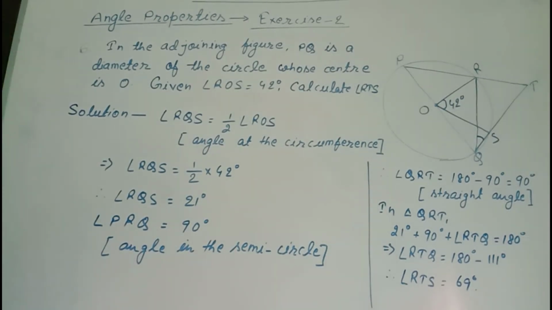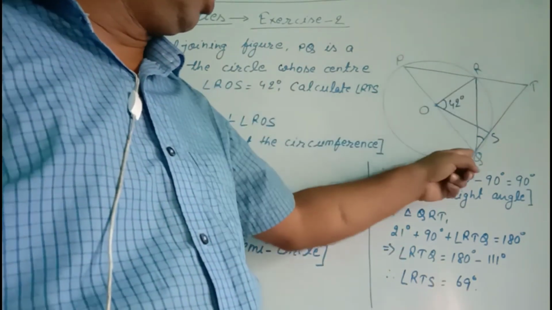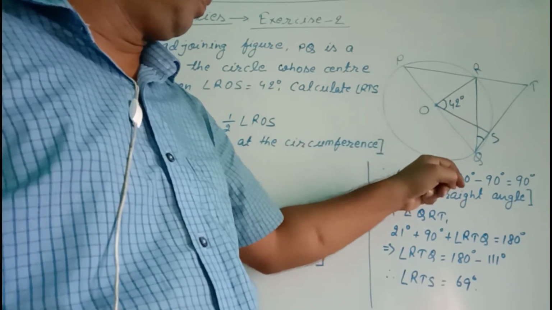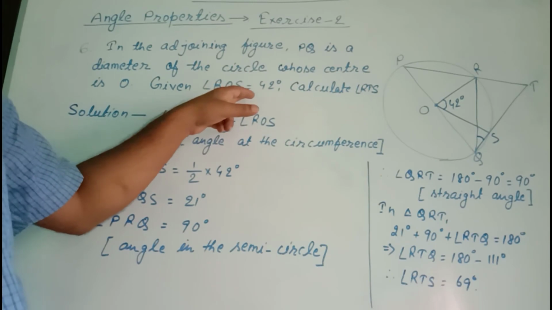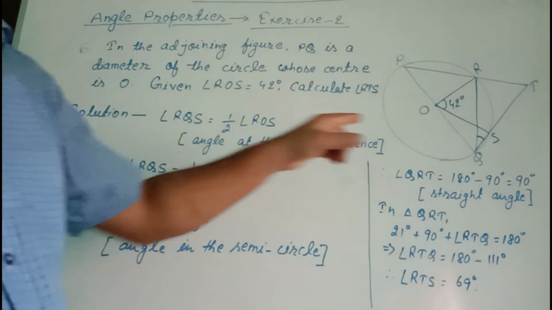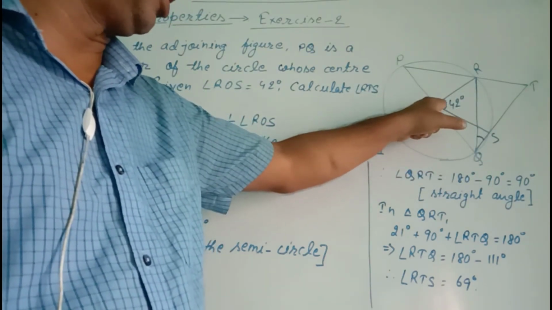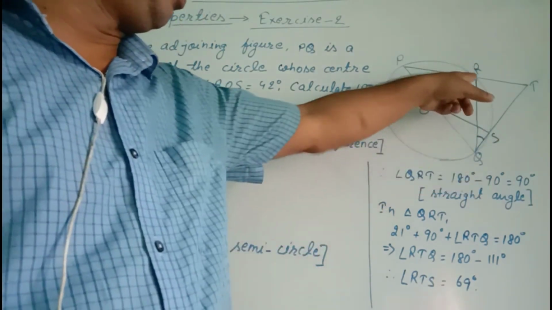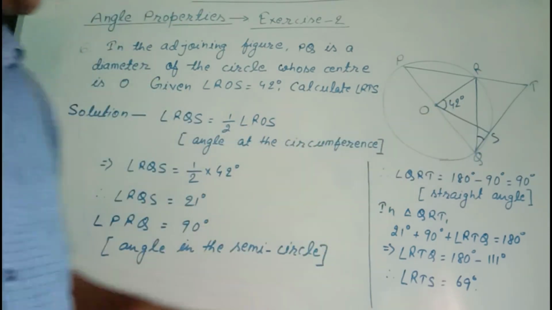In question number 6, this figure is given. PQ is diameter and PTQ is triangle. Here angle at the center is 42 degrees, and we are asked to find RTS. For that, RQS is the angle at the circumference for this angle at the center, because the starting points are common, R and S. So I repeat, RQS is the angle at the circumference for this angle at the center.